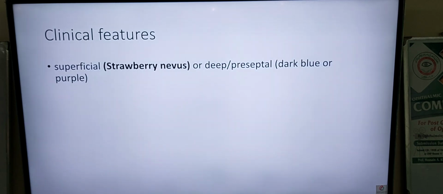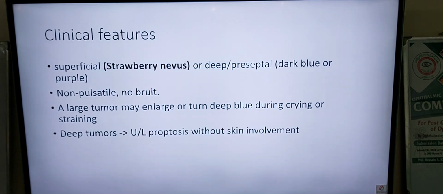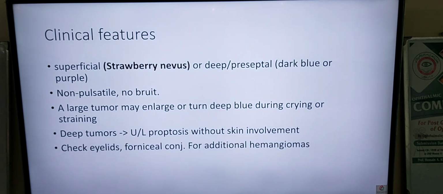The lesions may be either superficial, known as strawberry nevus, or deep or preseptal, which appears dark blue or purple. These are non-pulsatile and no bruit is found. Large tumor may enlarge or turn deep blue during crying or straining. If the tumor is deep, it will lead to unilateral proptosis without any skin involvement. We have to check the eyelids and fornical conjunctiva for additional hemangioma always.